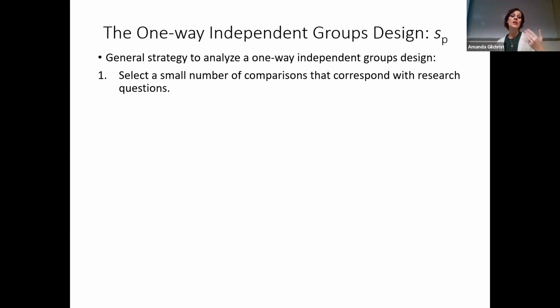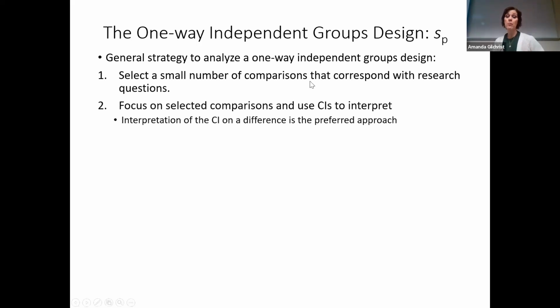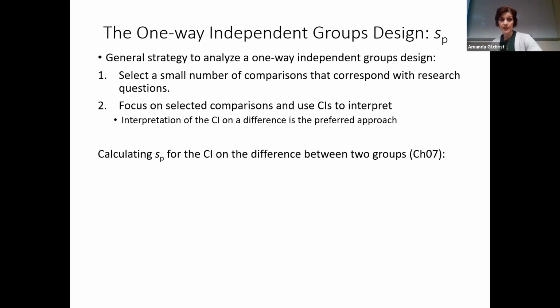So what you're going to do, you're going to select a small number of comparisons that correspond with your research questions. So that's the first thing you're going to do. At that point, you are going to focus on the selected comparisons, and you're going to use confidence intervals to interpret. In this case, you're going to do what you did back in chapter 7. You're going to get the confidence interval on the difference, and you're going to draw conclusions based on that.